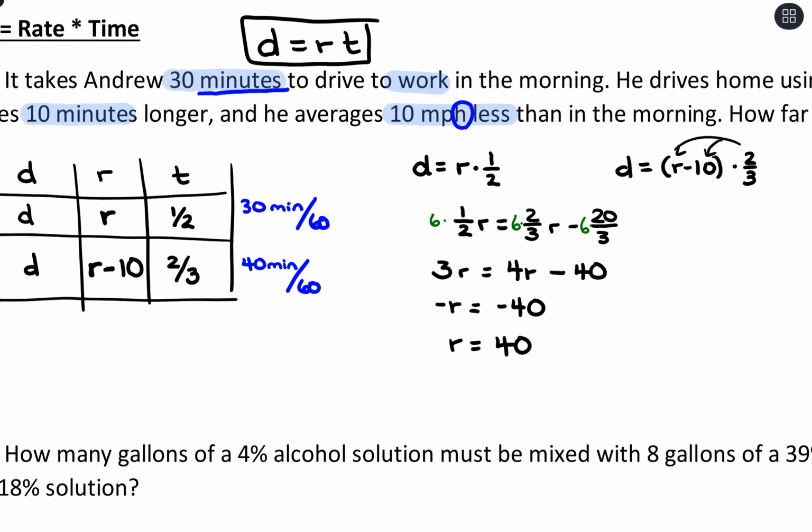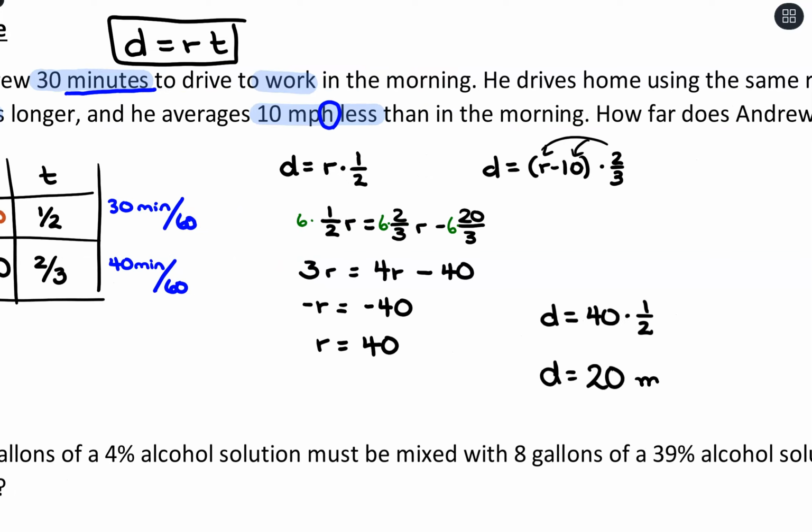So we're going 40 miles per hour to work, which means we're going 30 miles per hour home. And with this, we can find the distance using either of the equations, but let's go ahead and use, 40 is r, and we're going to multiply that by 1/2, which is 20. So that's going to be a distance of 20 miles.